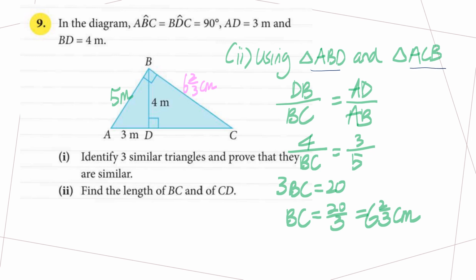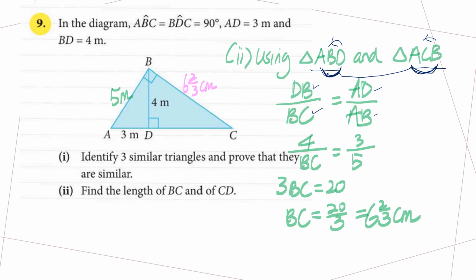Once you get this correct, like I keep mentioning many times, you see, DB is in this direction, so it corresponds to BC. Can you see? It's very easy. And then AD will correspond to AB. So just fit in all the information and you can find BC.